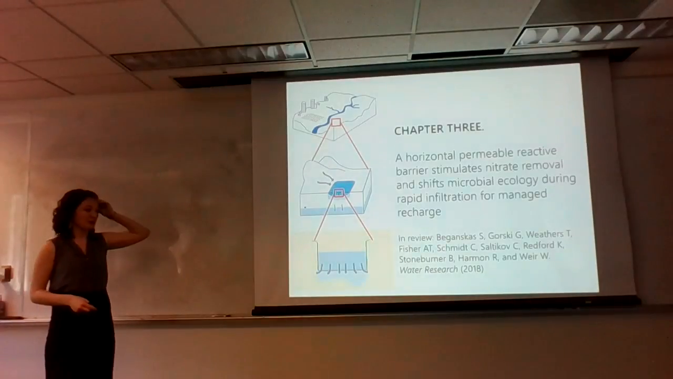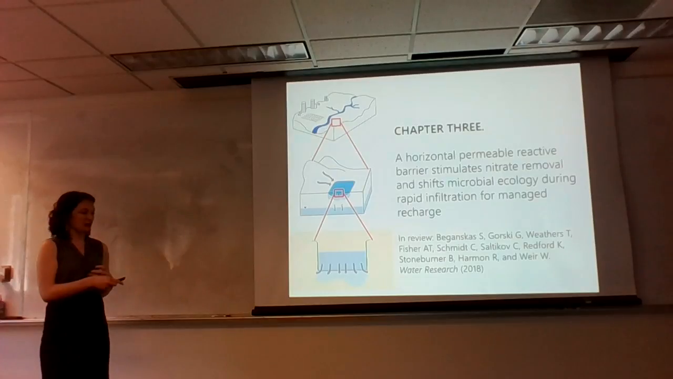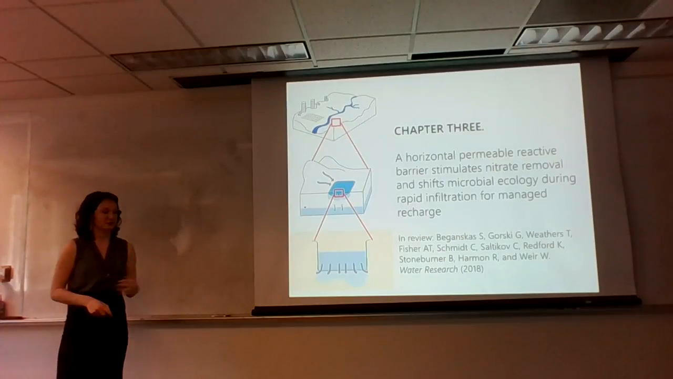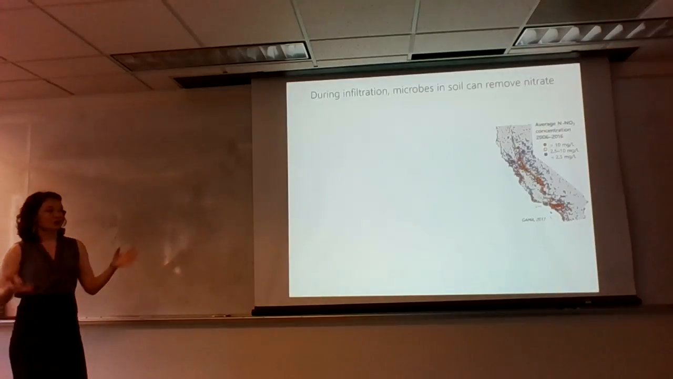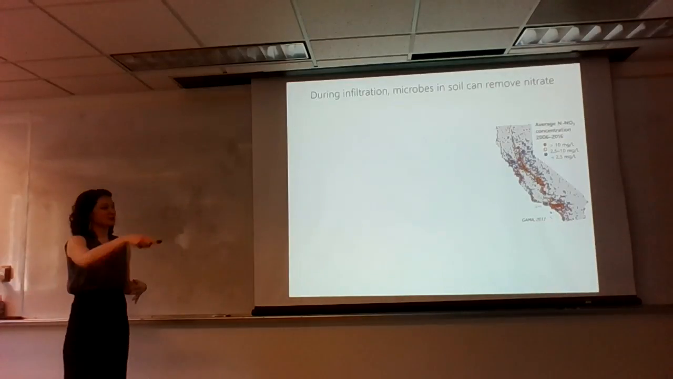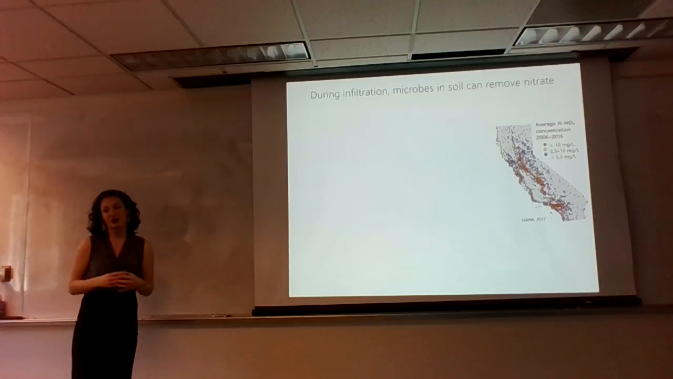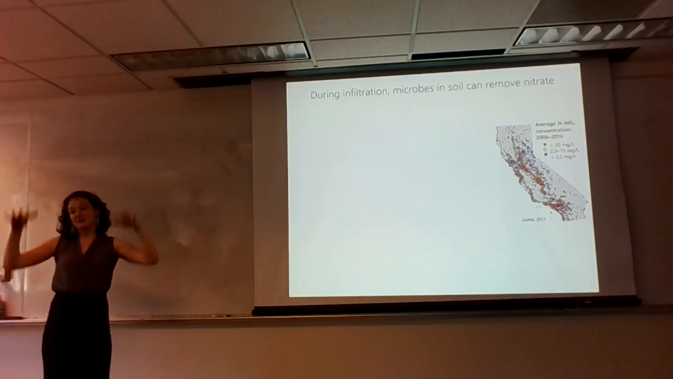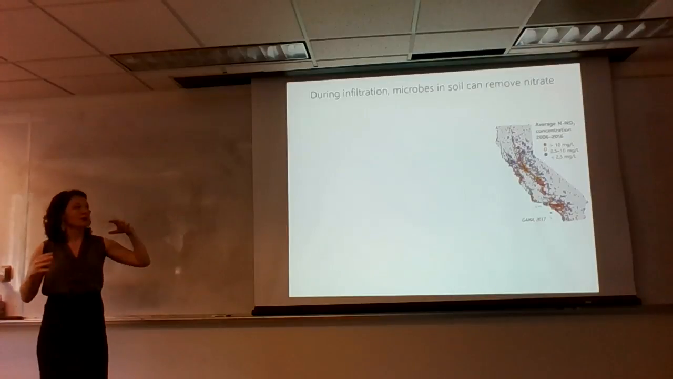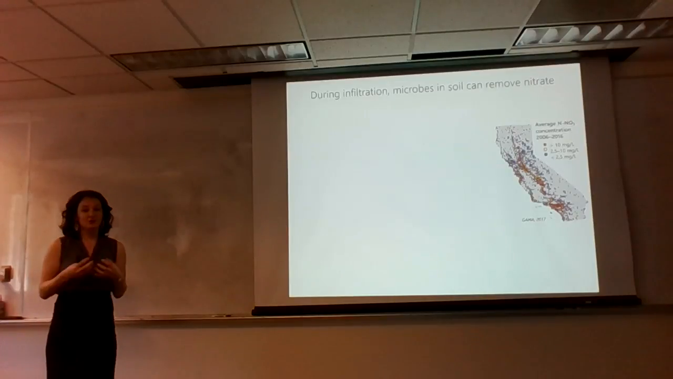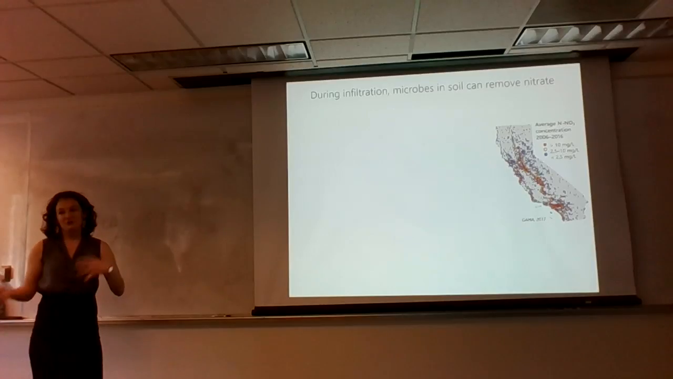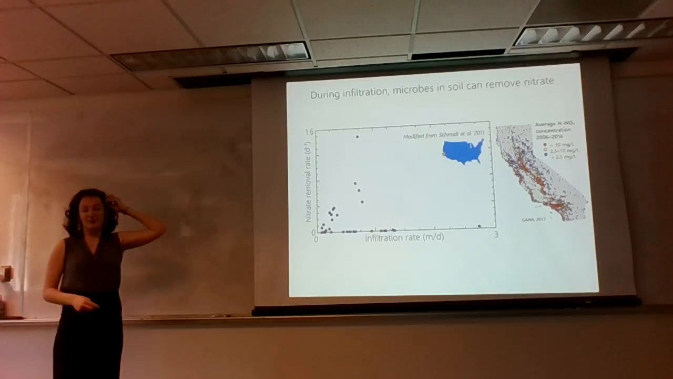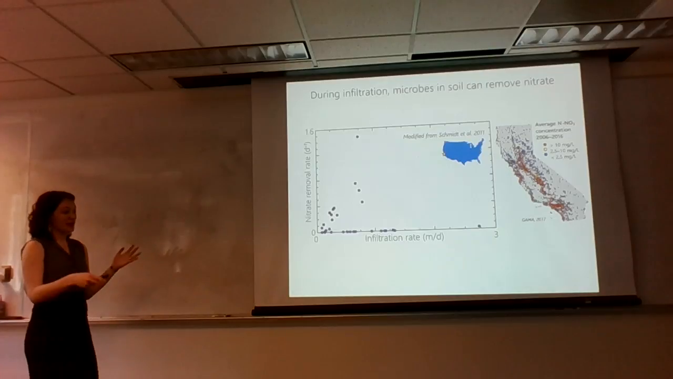So for my final chapter, I'll present some smaller scale field experiments that seek to better understand controls on nitrate removal during infiltration. So way back at the beginning of the talk, I introduced that nitrate contamination in groundwater is a significant challenge in California. When water infiltrates into the soil, microbes that live in the soil can remove nitrate from the infiltrating water via a process called denitrification.